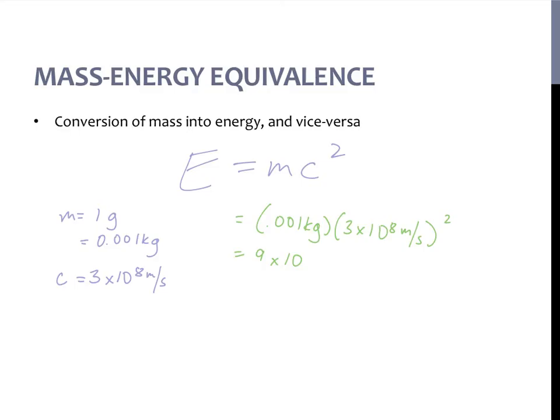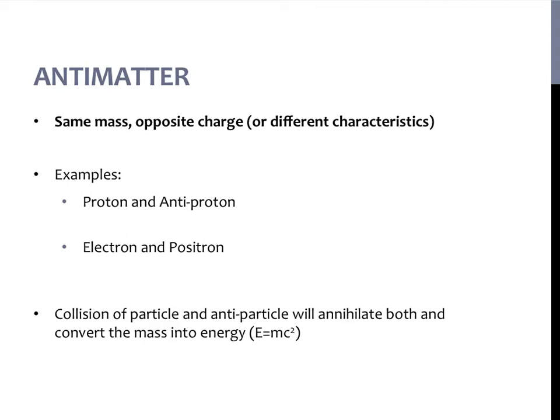The energy you get is in joules, so 9 times 10 to the 13th joules. This actually was the amount of energy used in that atomic bomb dropped on Japan. Yep, it only took 1 gram of substance to blow up an entire city. That's how crazy this is. Oh my god. Okay, then let's talk about antimatter.